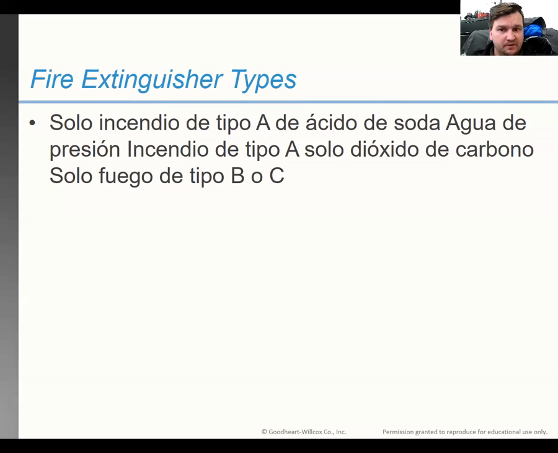So, different types of fire extinguishers. You have a soda acid fire extinguisher. This is for type A fires only. You also have pressurized water, which is for type A fires only, and carbon dioxide for type B or C fires.